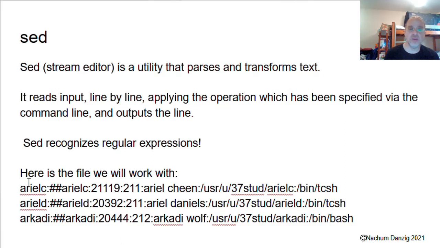Let's do some examples. For example, let's say here we have a file. This is like an old password file. So it's got some names. Username is RELC. Notice that they're separated by colons. And there's several fields here separated by colons. This is RELC, RELD, Arkady. Those are the usernames, and here Arkady Wolf. And here's his home directory, U37 stud Arkady, bin bash is his shell. That's a file, just so you'll understand the examples.